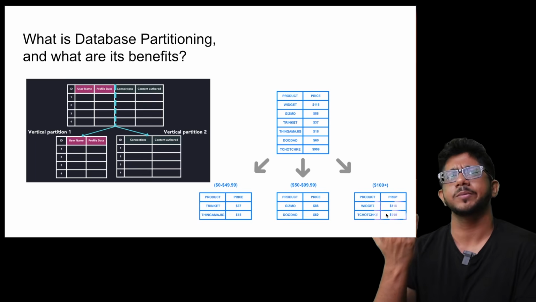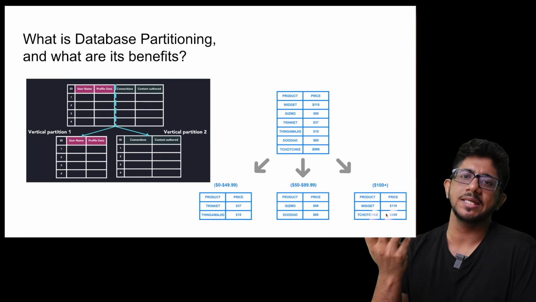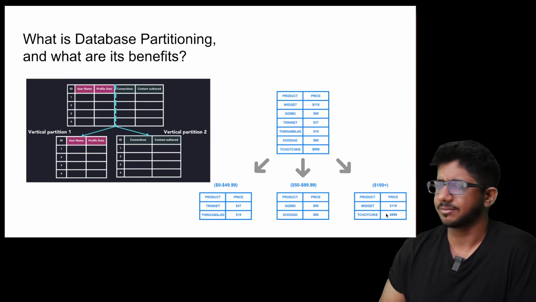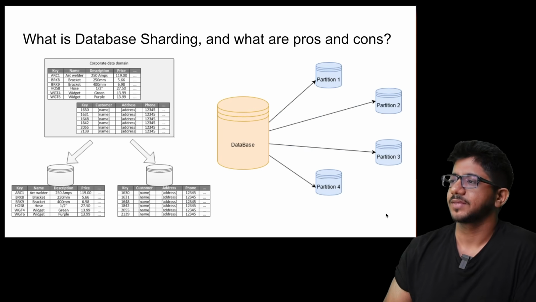And it might be relevant because some people query only high priced things, some people query only low priced things, and things like that. So you can create the queries around that.